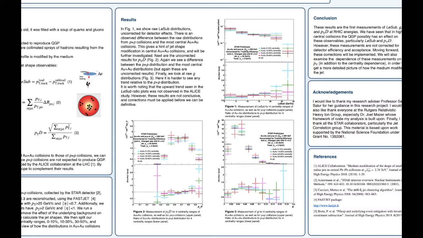However, these results are not yet corrected for detector efficiency and acceptance, so these observations might change. If we look at the girth ratio plot, it doesn't seem to have the same trend as Le sub and PTD, so perhaps the radial distribution of momentum as measured by girth isn't affected by the QGP. But again, these results are not yet corrected for detector efficiency and acceptance, so these results might change and we can't make any physics conclusions.